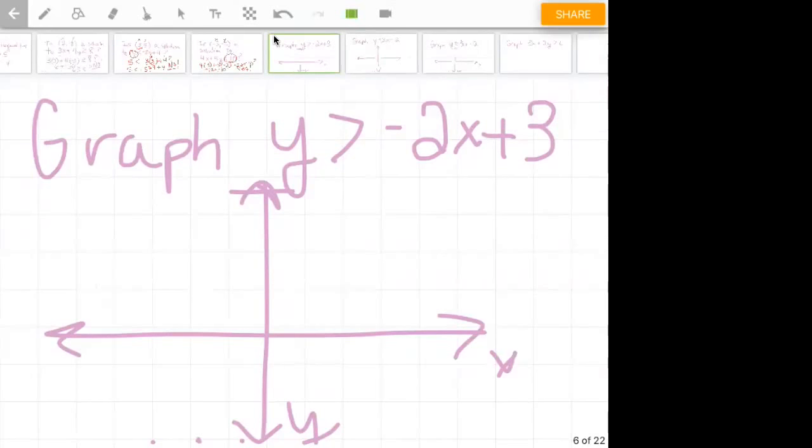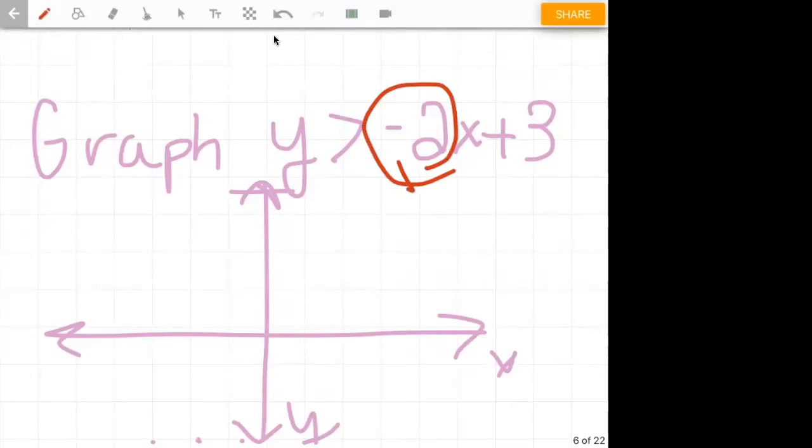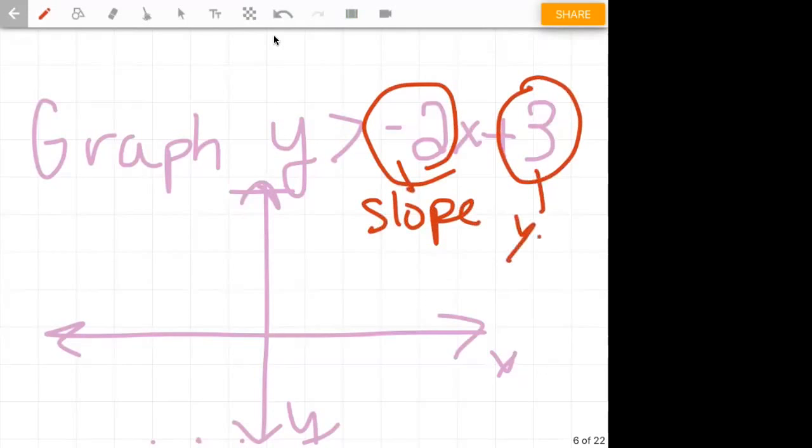All right, so now we're going to look at graphing an inequality. So we want to graph y is greater than negative 2x plus 3. So there's a couple ways you can do this, but we're going to use slope-intercept form to graph. So if you remember, in slope-intercept form, you have y equals mx plus b. The number in front of your x is always your slope, and the other number is your y-intercept. So we're always going to plot the y-intercept first. So in this case, it's positive 3. So we're going to go on the y-axis, go 1, 2, up to 3.